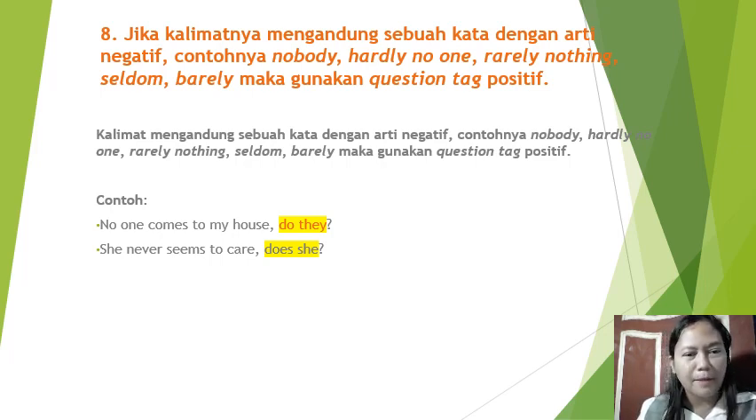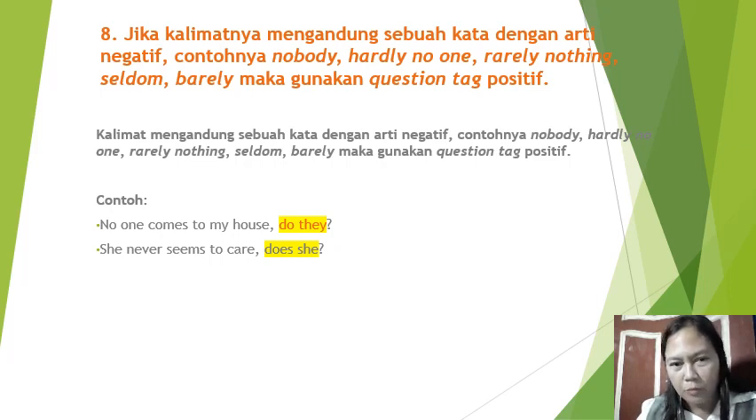negative sentence. Paham ya? Meskipun di sini tidak ada doesn't atau didn't, tetapi no one ini sudah mengandung negatif. Jika kalimatnya sudah mengandung kata negatif, meskipun dia tidak pakai doesn't. Maka no one ini indicates they, karena they ini plural, so the auxiliary uses do. Paham ya? Sampai di sini dulu.